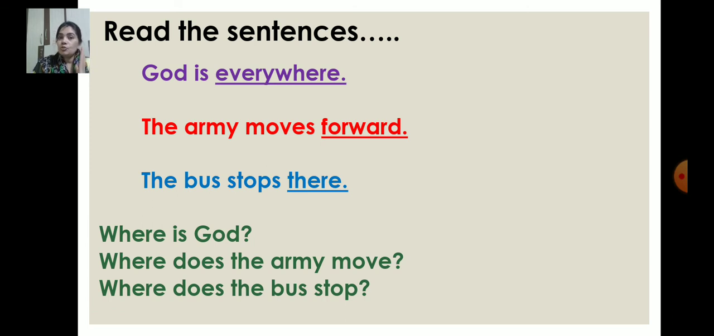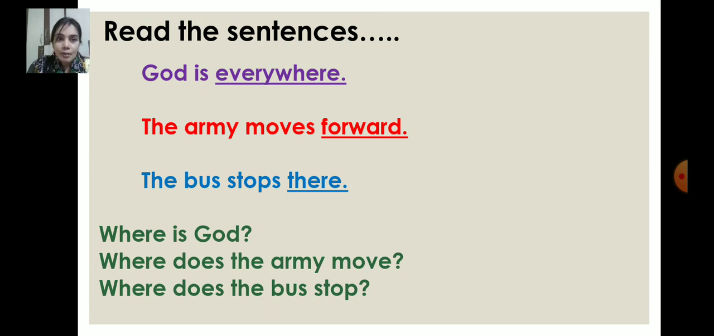The army moves forward. The army marched forward. So forward means front. They are moving in front. So where does the army move? Forward. So forward is the adverb of place. The bus stops there. So where does the bus stop? There. There means it is a place. You are showing there. So there is a place that you are mentioning. So here, there is the adverb of place.